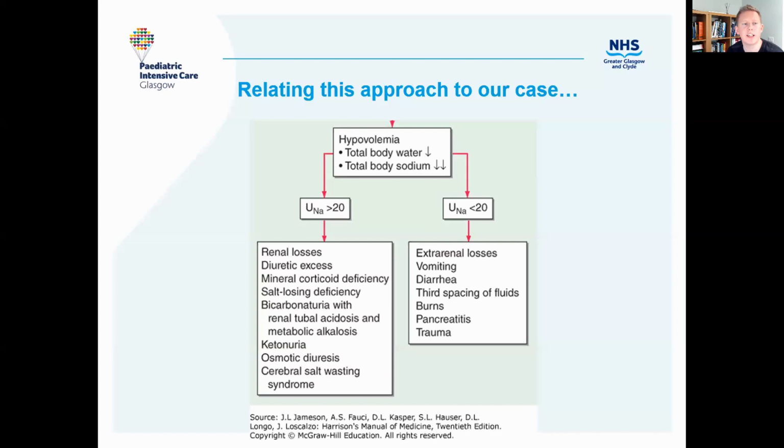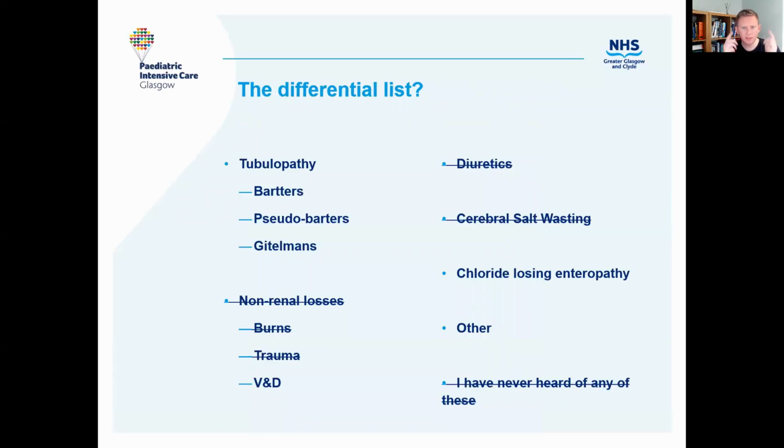And I think it's worth us thinking about, what do we think is likely, what do we think is not likely, how would we prioritize our list? And this is my thought process on this one. Could it be a tubulopathy? Absolutely it could be. I don't really have enough from the story to say definitely not or definitely yes as yet. Could be Bartter's, could be pseudo-Bartter's, could be Gitelman's. Those are all options. In terms of the non-renal losses, thinking about burns or trauma, well, there's no history of that, so I don't think that's likely. Vomiting and diarrhea, I don't believe that.